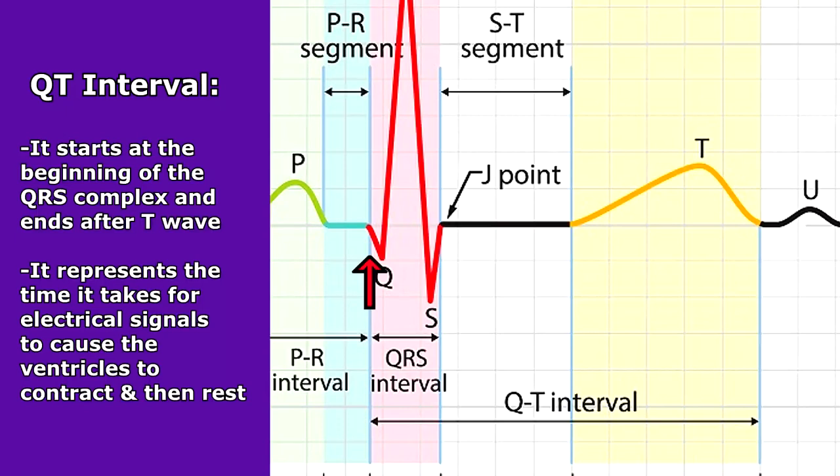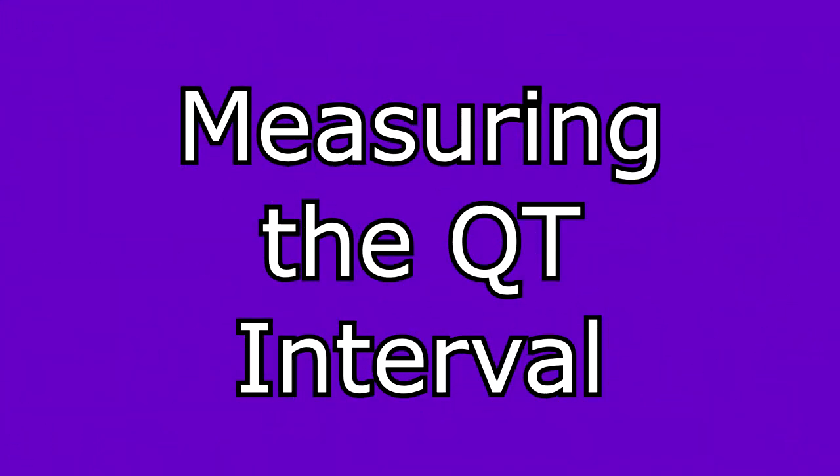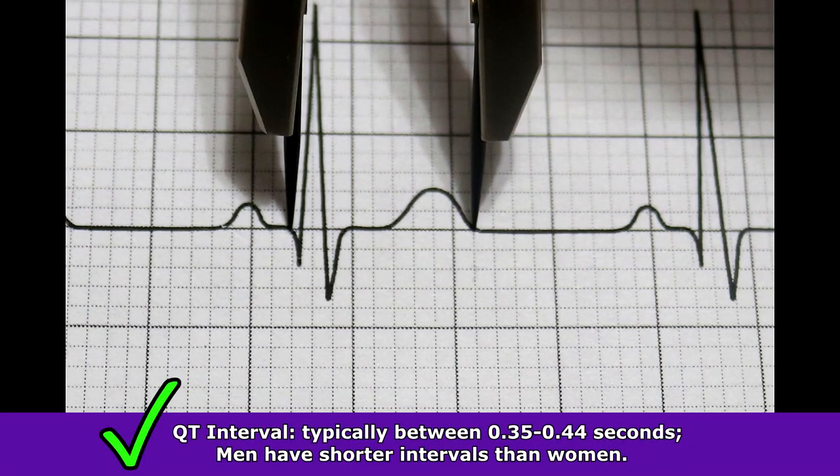The QT interval starts at the beginning of the QRS complex and ends after the T wave, and this demonstrates the time it takes for electrical signals to cause the ventricles to contract and then rest. With this, you're looking at the measurement.